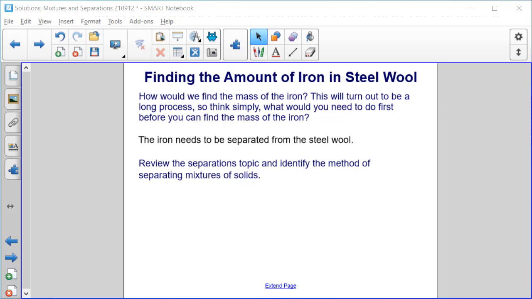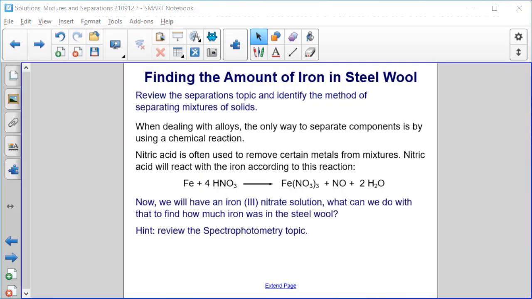Okay, so what you need to do first before you can find the mass of the iron is separate the iron from the steel wool. Go back through the separations topic and identify what method you would use to separate mixtures of solids. All right, so if you reviewed that separations topic, when dealing with alloys, mixtures of solids, the only way to separate components is by using a chemical reaction.